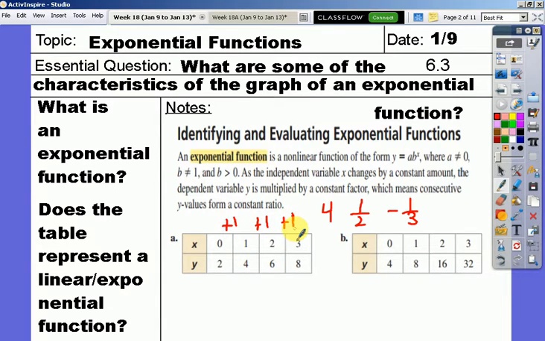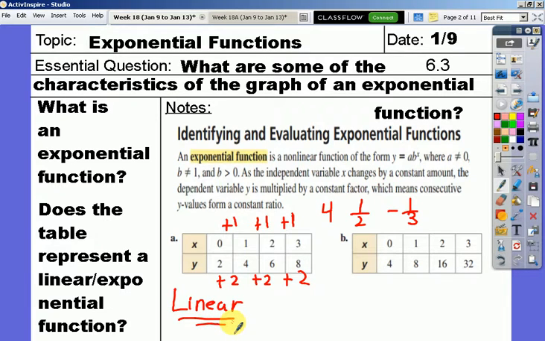Okay, that still doesn't tell me if it's exponential or linear until I look at the y values. How are the y values changing? Yeah, they're going up by 2 each time. Not being multiplied by 2, they're going up by 2. So based on our definition of exponential functions, does this fit the definition of an exponential function? No. What kind of function is this? Linear. It will form a line. Okay. Does that make sense?